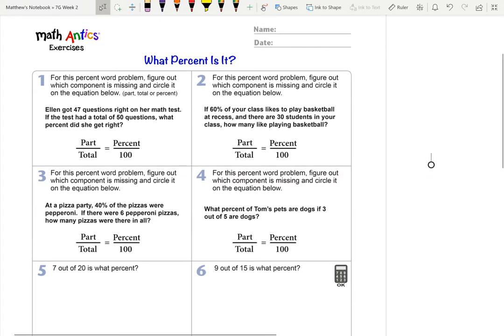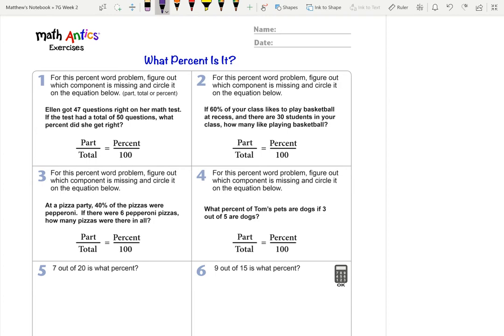All right, everybody. So now we're looking at the "What percent is it?" exercise sheet. If we start off here, it says for this percent problem, we're going to figure out which component is missing and circle it on the equation below. So we're not even solving here. We're just going to read the word problem and figure out what it's asking.